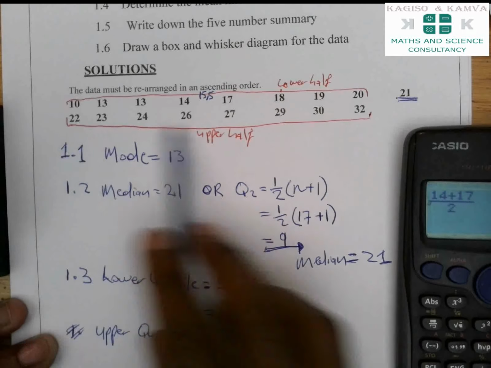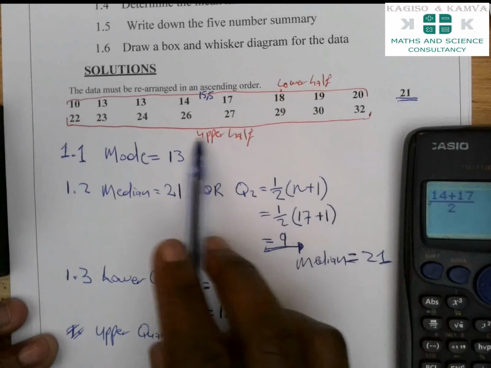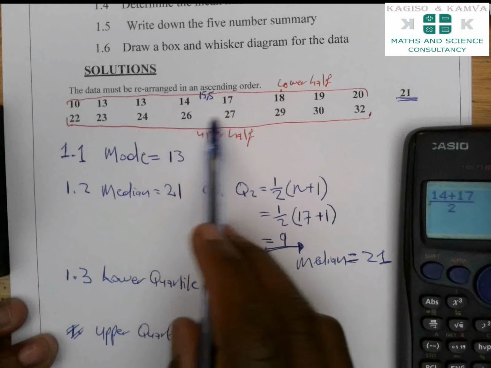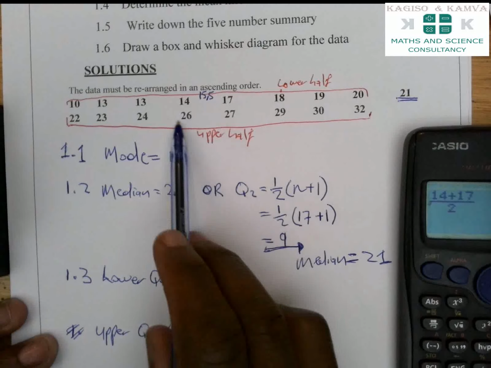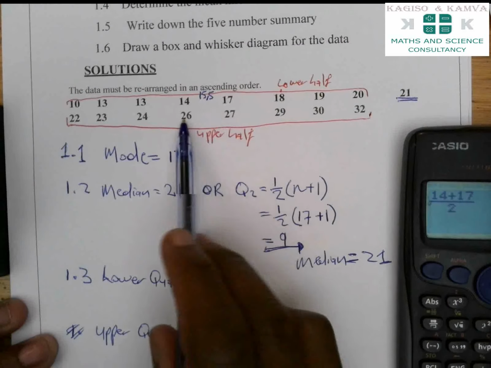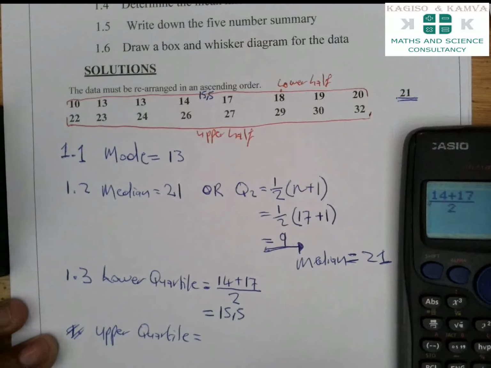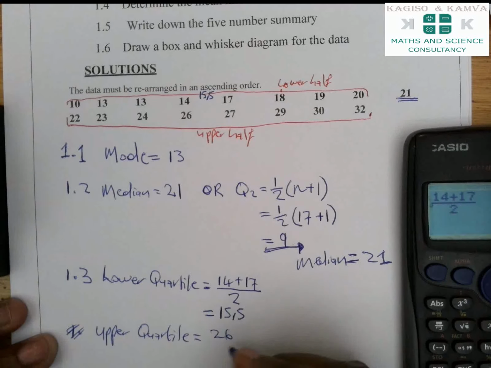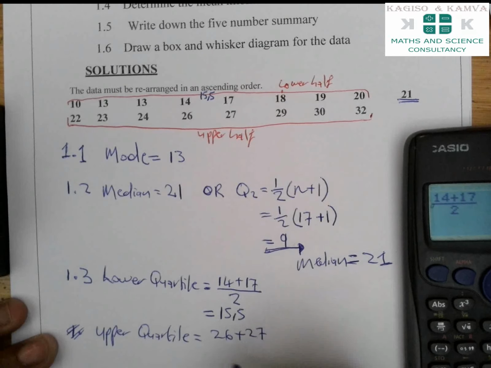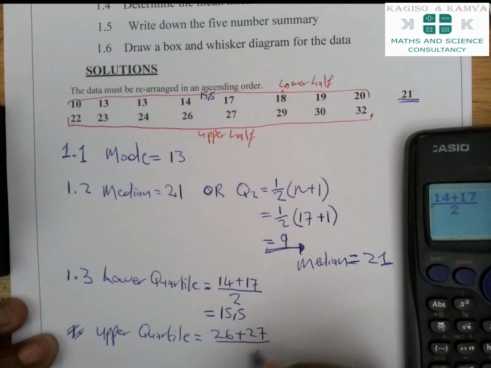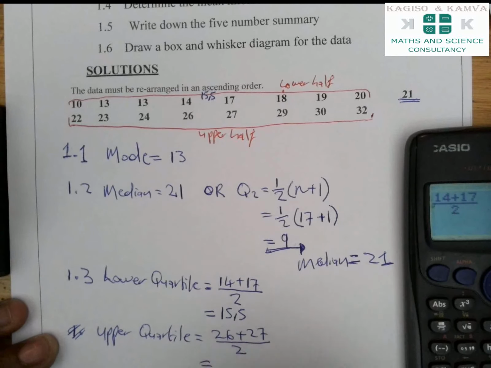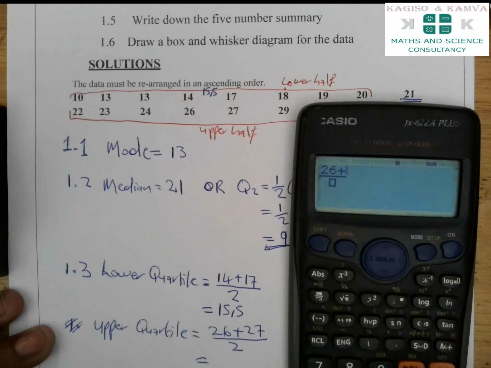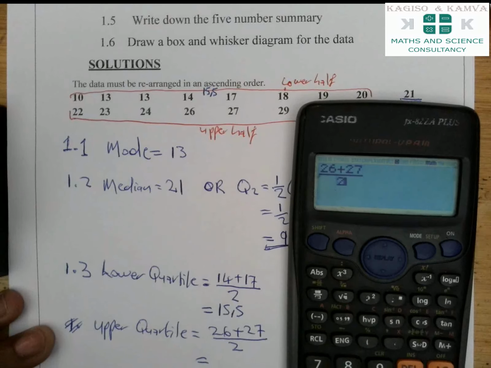Okay, so we've got what? We've got 8 elements in the upper half. So we are going to add these two, the fourth and the fifth numbers in the upper half. So that will be 26 plus 27 divided by 2.